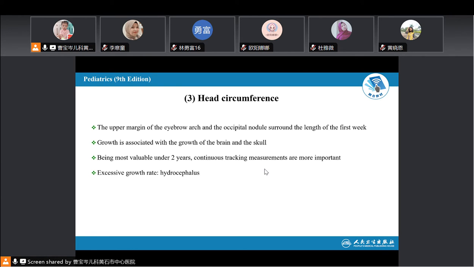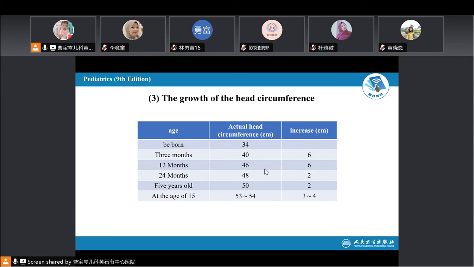Excessive growth rate hinders the growth of the head circumference. We can measure at ages such as 3 months, 12 months, 24 months, and 5 years old. At the age of 15, we can use the acute head circumference.